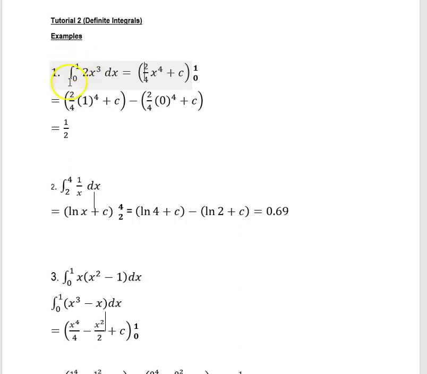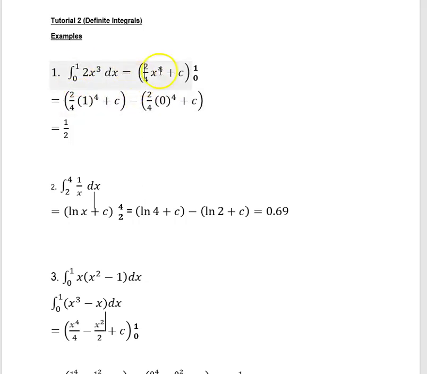Here we have the integral of 2x cubed dx from 0 to 1. So the first thing to do is to integrate that. I add 1 to 3, which gives me 4, and I divide by 4. And that gives me that. You add your constant. You still leave your 1 and 0 there, which is the range that the curve covers. So it means this covers the range of x values from 0 to 1.